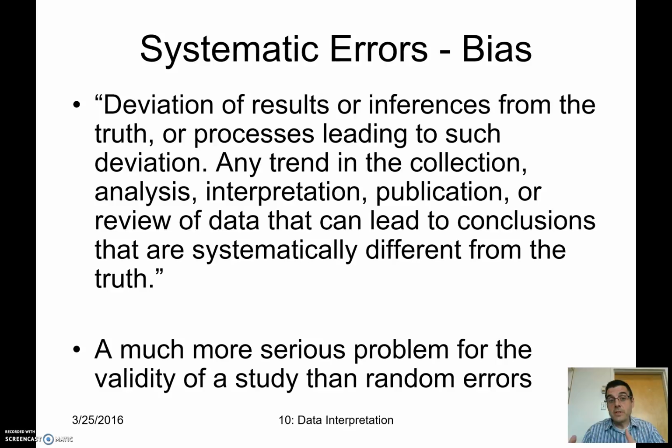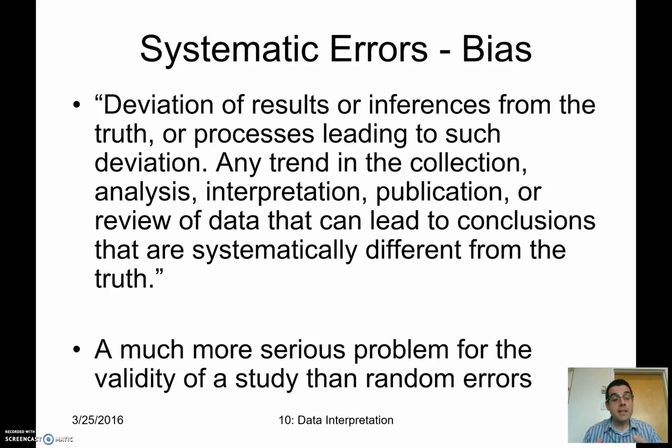Whereas when I introduce the term systematic errors, this is often now how a study is actually designed, and it's just not random. It's a much more serious problem when we talk about the validity of a study, when we have systematic errors or where bias is introduced. Systematic error or bias is defined as the deviation of results or inferences from the truth, or processes leading to such deviation. It comes from the collection, analysis, interpretation, publication, or review of data that can lead to conclusions that are systematically different from the truth.